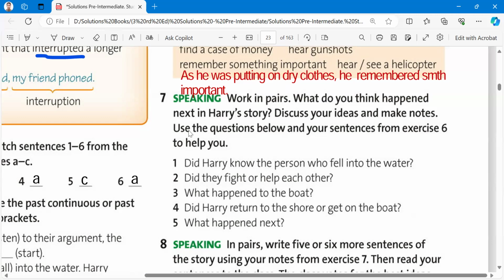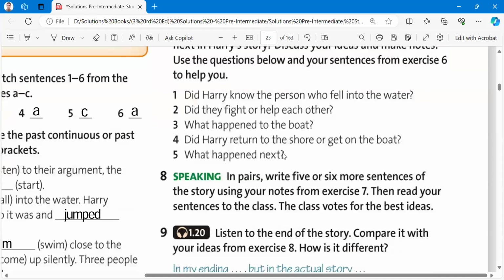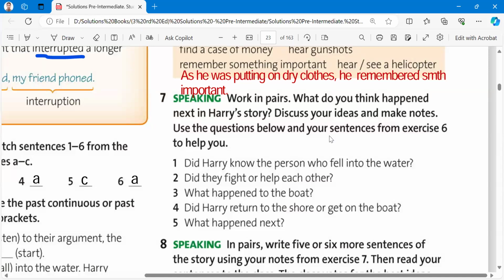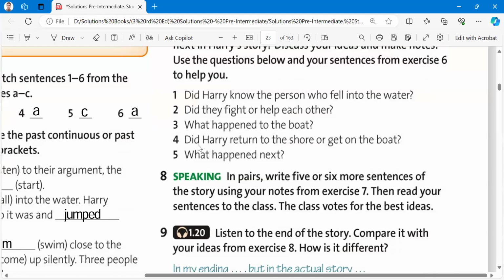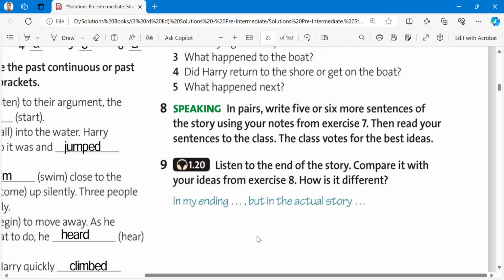Did they fight or help each other? They were fighting because as he was swimming, he heard a shot, and people were fighting. They were arguing. What happened to the boat? He heard some gunshots. They were fighting, as I have mentioned. Did Harry return to the shore or get on the boat? He didn't get on the boat. He just, what can I say? I don't know what the story was about. He didn't return to the shore. He got on the boat. Yeah, what happened next? I don't know. Let's do a little bit of listening here. We'll know what happened at the end of this story.